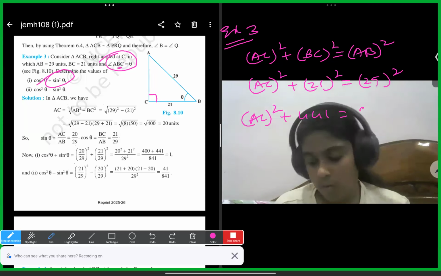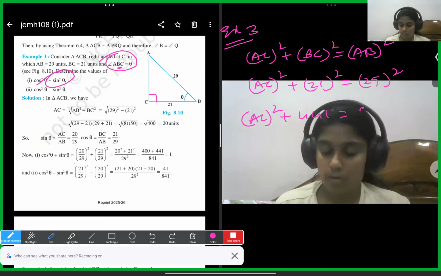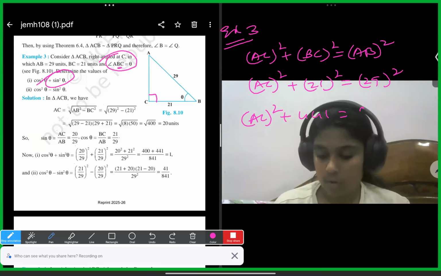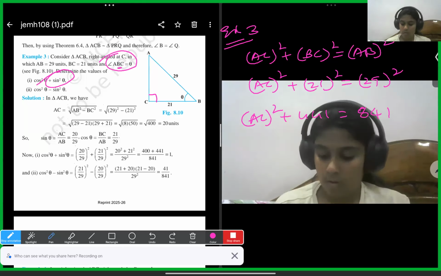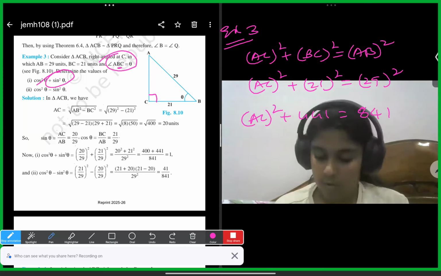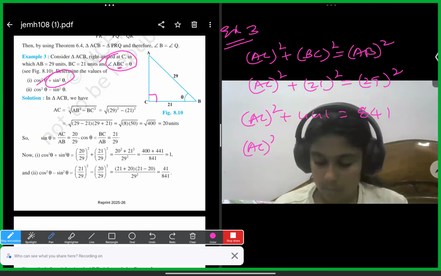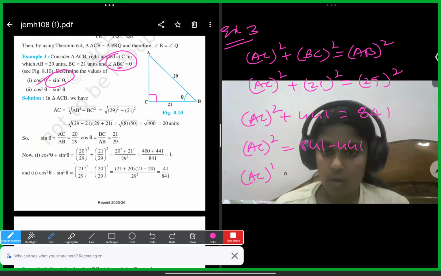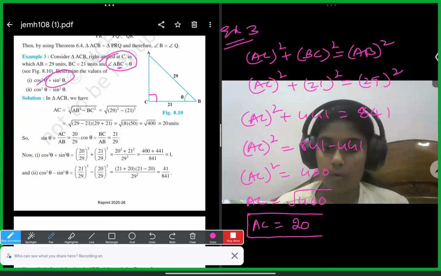861, Hasni. I think so. 841, Hasni? Okay. 21 into 21 is 441. Yes, Hasni. So AC square is equal to 841 minus 441. AC square is equal to 400. AC is equal to square root of 400, so AC is equal to 20 units.